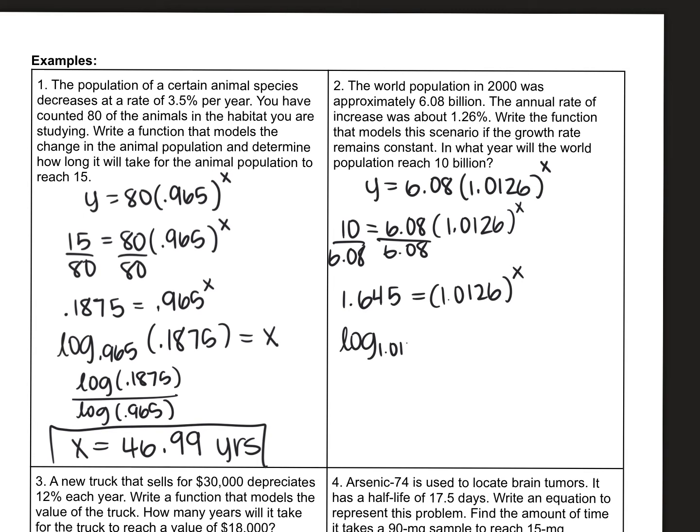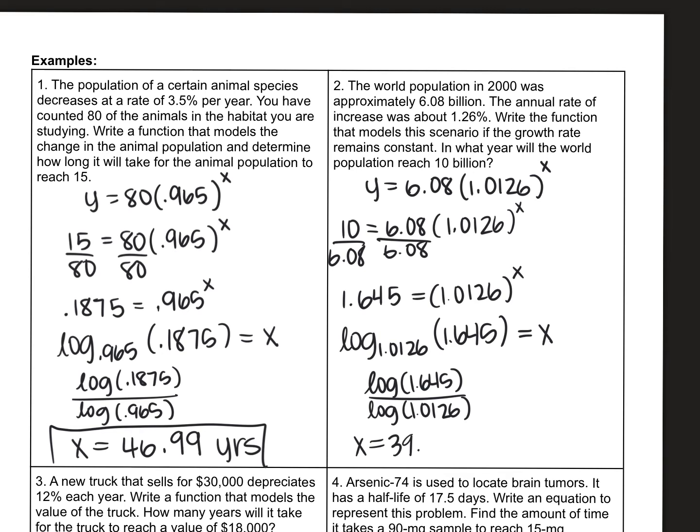Converting it to logarithmic form, we have our base of 1.0126. Inside our logarithm is 1.645 equals x. Use change of base. Now, the important thing to remember here is that when I get an answer, it will be the number of years. So x equals 39.8, which is roughly 40 years. So this is the number of years since 2000.